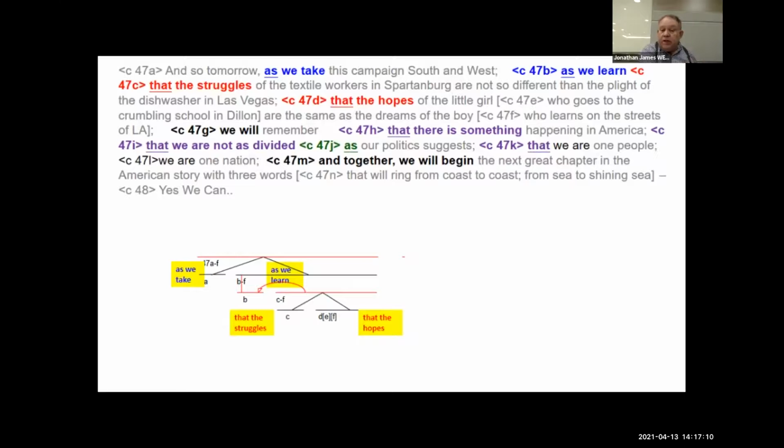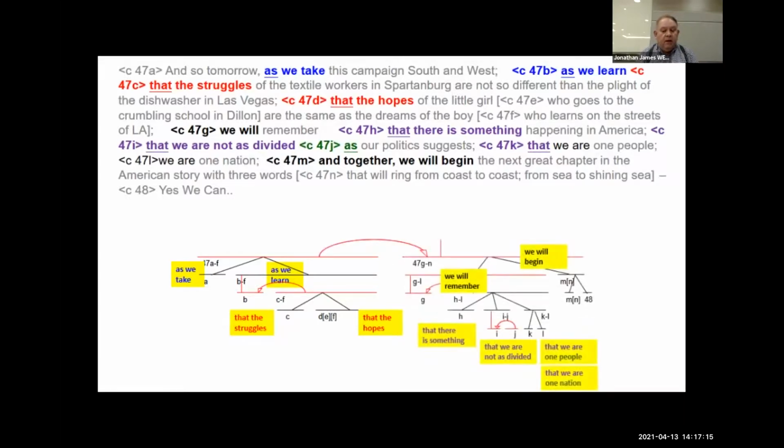As you're doing something, well, what's the core then? What's the main idea? The main idea: we will remember, we will begin it. All in, notice the pairing. But then we end up with that triplet, that thing in threes, that we are not as divided, that we are one people, that we are one nation. The last of those triplets being itself a pair. There was a design to it, very intentional.